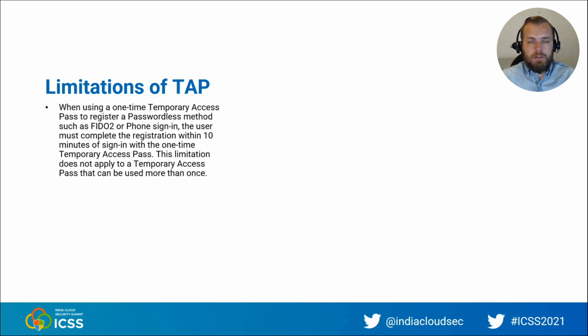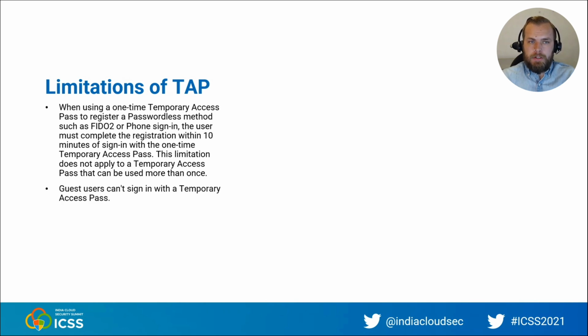These are all taken from Microsoft Docs, so they're Microsoft's words, not mine. And I excuse for the wall of text coming to hit you right in the face, right? But when using a one-time temporary access pass to register a passwordless method, such as YubiKey, FIDO2 token of any kind, you need to complete the registration within 10 minutes of signing in with a one-time temporary access pass. This limitation does not apply to a pass which is issued with the multiple use one. So once you've signed in, you have 10 minutes to configure your FIDO2 token, basically.